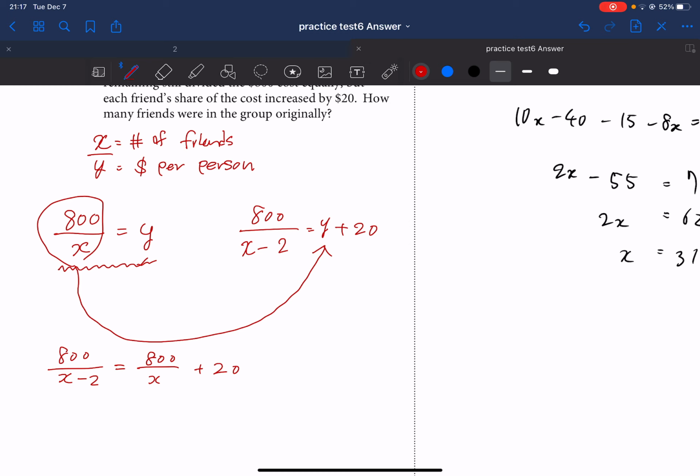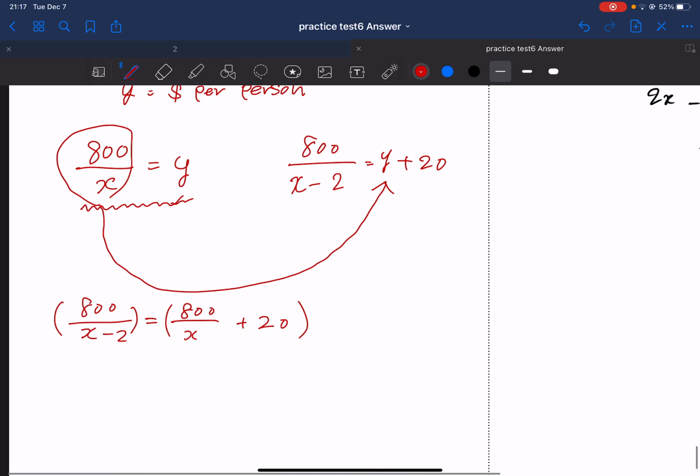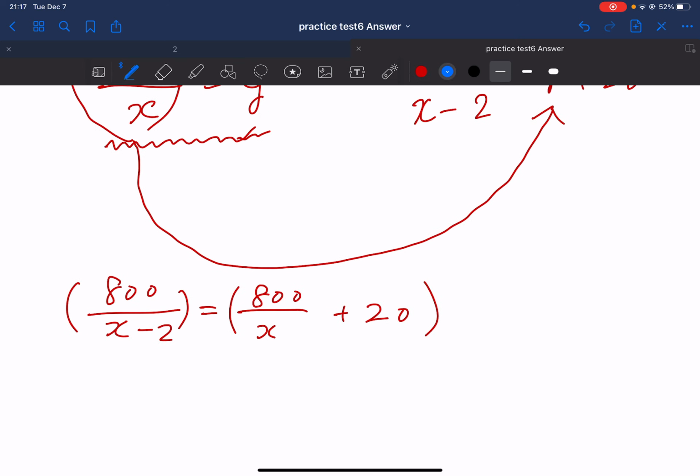Okay, so next step, let's make brackets. There are tons of ways to solve this system, but let's just multiply by 1 over 20 so that you can cancel this 20. Of course, if you do it on one side, you have to make sure you do it on the other side. So 1 over 20.